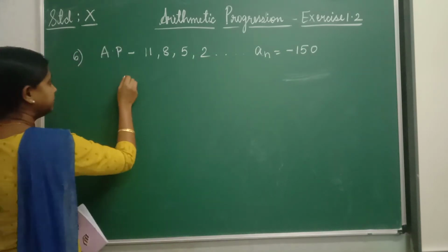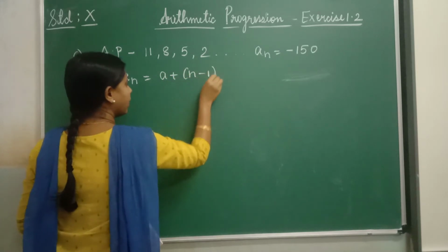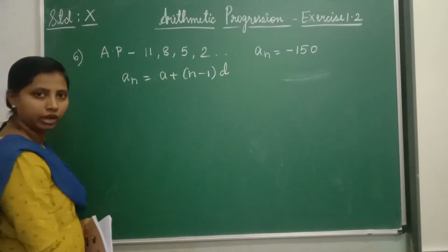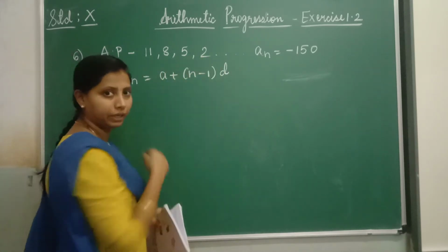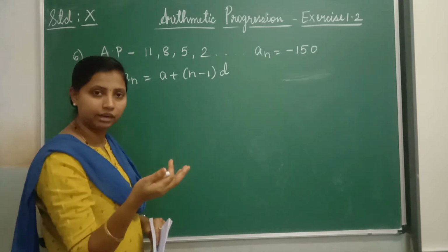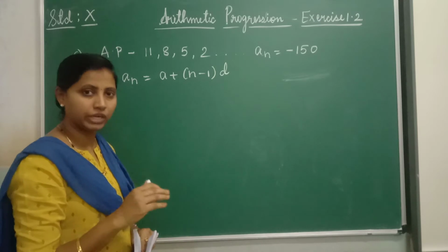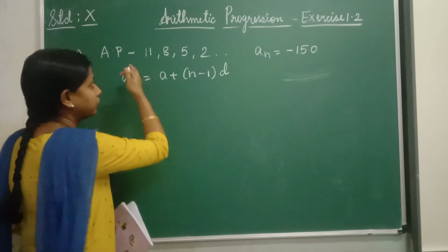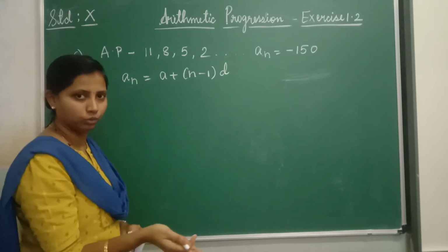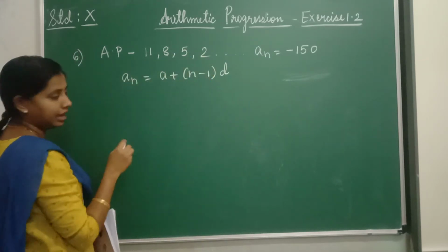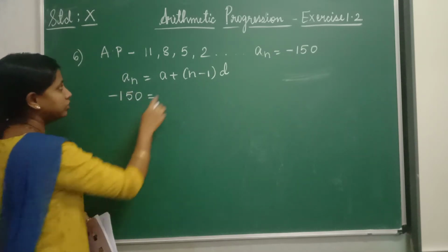So we will write first a_n = a + (n - 1)d. Understood? Now we don't know -150 is which term of this AP. It could be the first term, second term, or the 20th term of the AP. That we have to find. Check whether -150 is a term of this particular AP or not. So take a_n as -150.